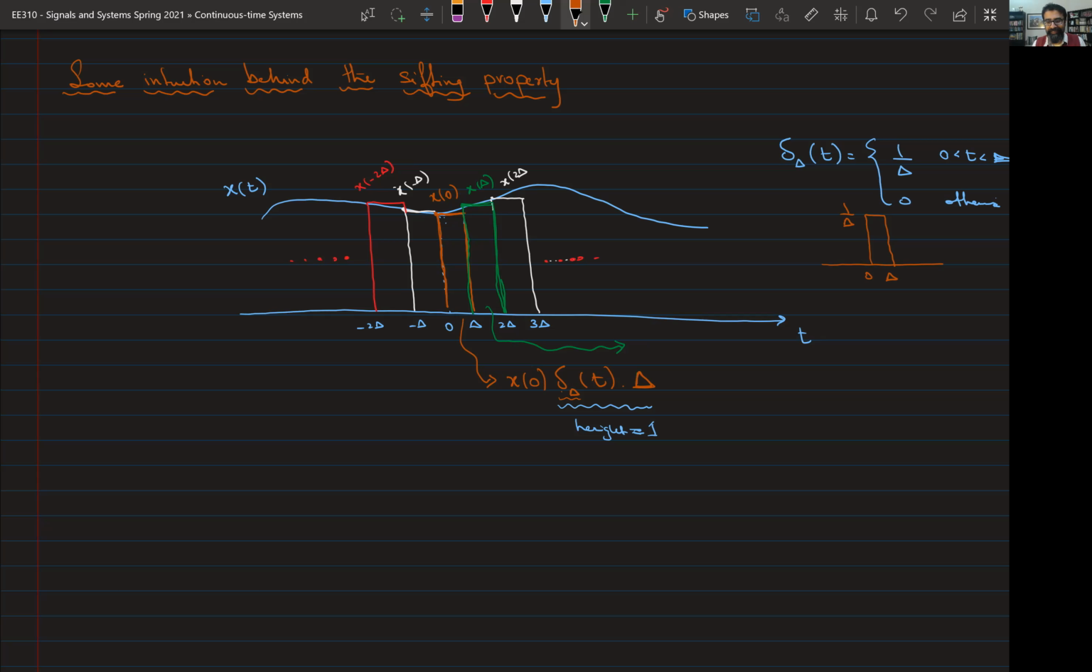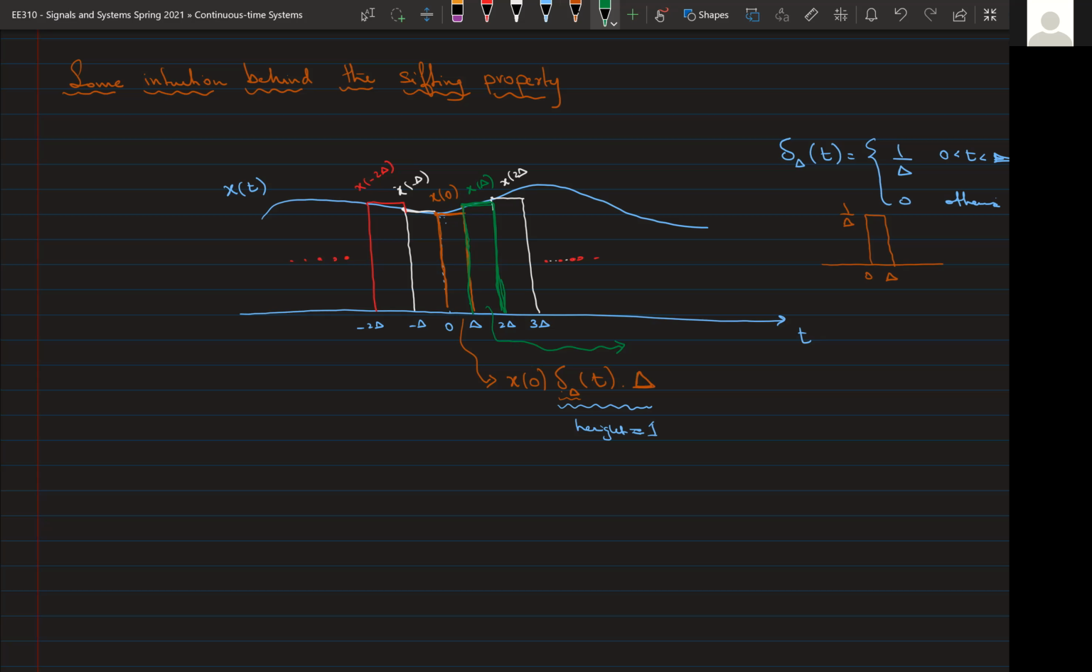All right, so what about this green thing? What is this green pulse equal to? Any ideas? Anyone ventures a guess? So my question here is, this green pulse is actually a rectangular pulse of height x of delta, but it is not residing from 0 to capital delta seconds, but rather from capital delta to 2 delta seconds. So this is a shifted version, by capital delta seconds. In terms of the time transformations that we've talked about, what would this be? Ibrahim.